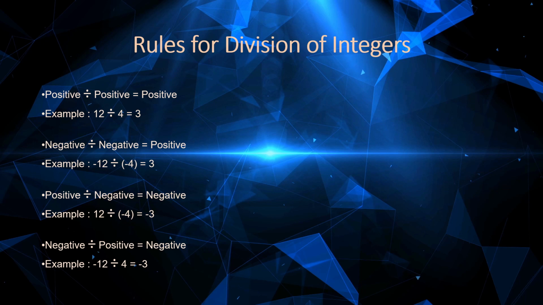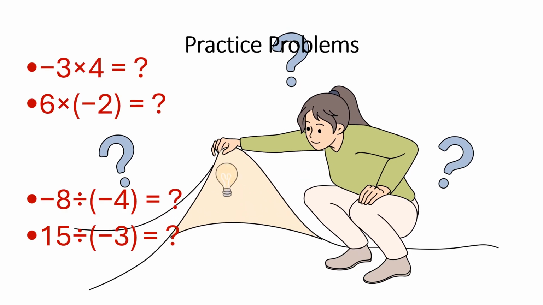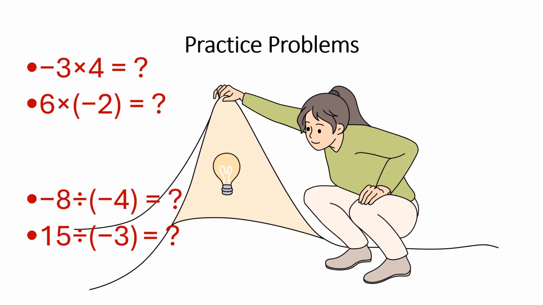And negative divided by positive gives negative. For example, minus 12 divided by 4 gives minus 3. Here's a quick tip to remember. When dividing integers, if the signs are the same, the result is positive. If the signs are different, the result is negative. Same as multiplying. Let's practice with a few problems. Pause the video if you need more time to solve them.